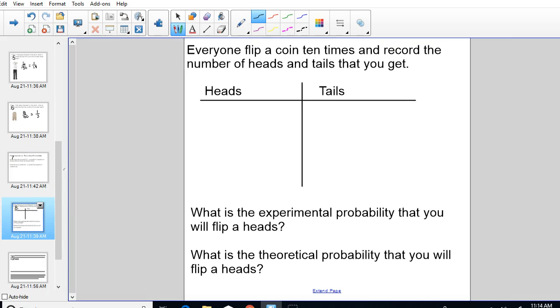I need everybody to get a coin. You don't have one? You need a coin. Raise your hand. I'll bring one here.